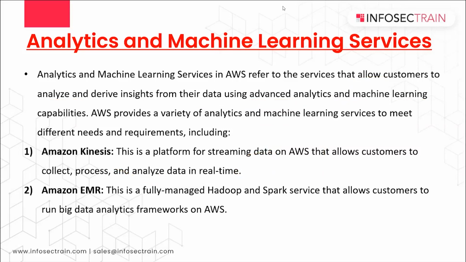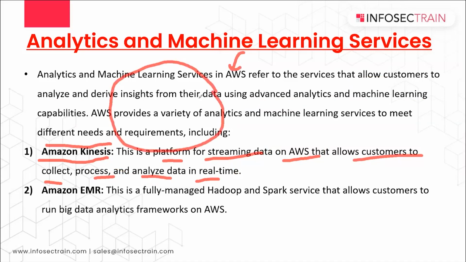Okay, so the first is Amazon Kinesis. So what is Amazon Kinesis? It is a platform for streaming data on AWS that allows customers to collect, process, and analyze data in real time. So it helps you in collecting data from all of your services in real time, and in processing and analyzing the data in real time. That's what Amazon Kinesis is.